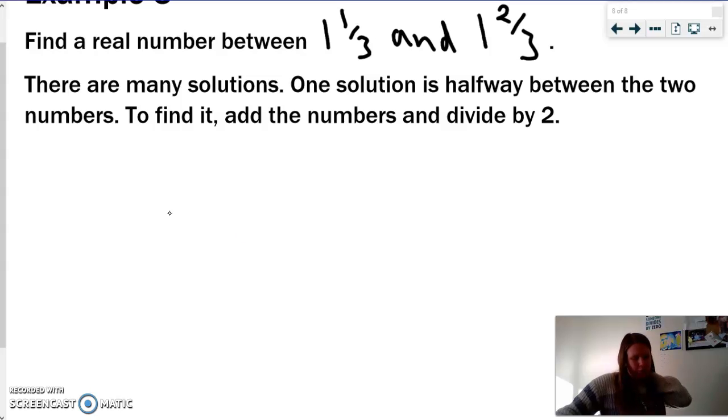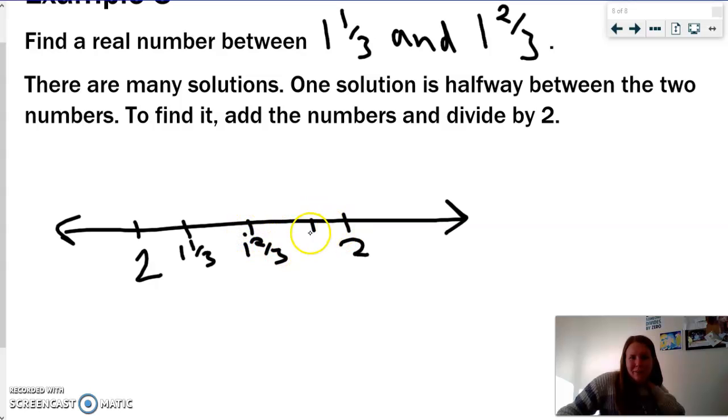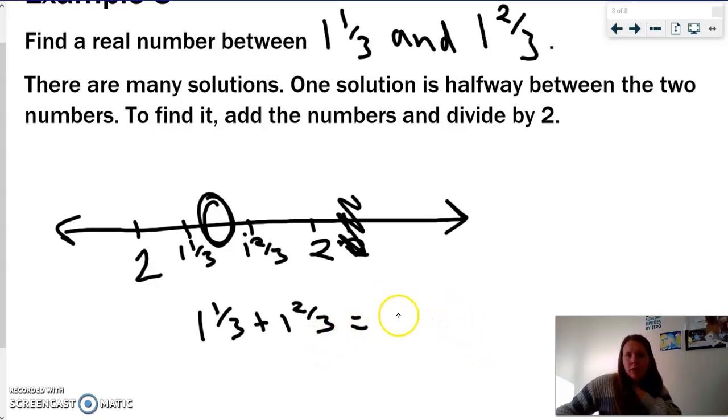So right in between these two numbers, if I created a number line and maybe I said this is 1, this is 2, I have 1 and 1/3 here, 1 and 2/3 here. So we've got to find what would be in the middle here. And so they say add the two together. So I'm going to take 1 and 1/3 plus 1 and 2/3. Well, 1 plus 1 is 2, but 1/3 plus 2/3 is 3/3, which is another whole. So I would have 3 whole values.